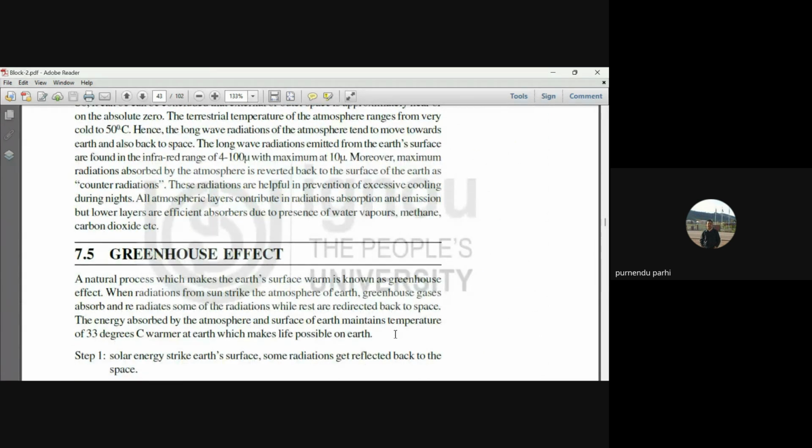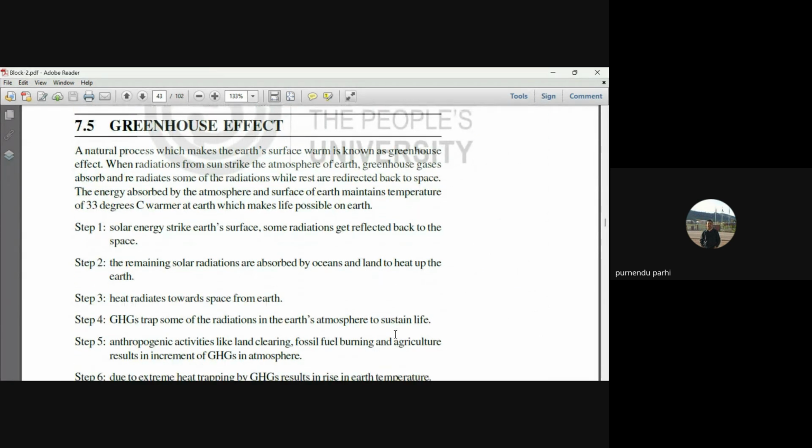Then, the greenhouse effect. A natural process which makes the earth's surface warm is known as the greenhouse effect. When radiation from the sun strikes the atmosphere of earth, greenhouse gases absorb and re-radiate some of the radiation while the rest is redirected back to space. The energy absorbed by the atmosphere and surface of the earth maintains a temperature 33 degrees centigrade warmer, which makes life possible on earth.